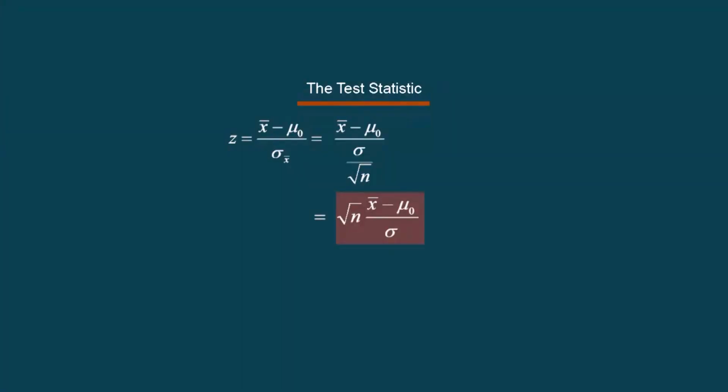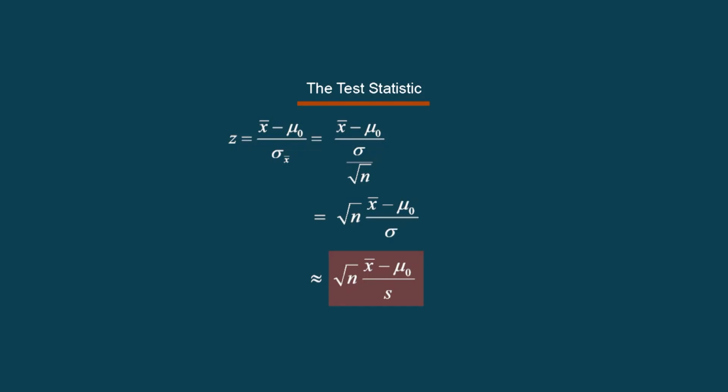As we go for this, the root n comes up into the numerator, and we have root n multiplied by x bar minus mu0, divided by sigma. This sigma is considered to be the population standard deviation. So we can see that the population standard deviation is basically unknown. So we go for the sample standard deviation because everything is based on the sample, and we replace sigma by small s. Here s stands for the sample standard deviation.